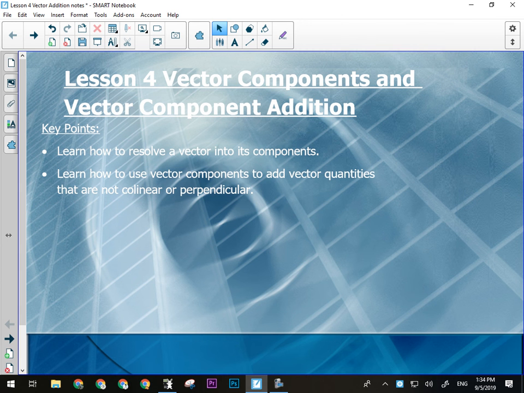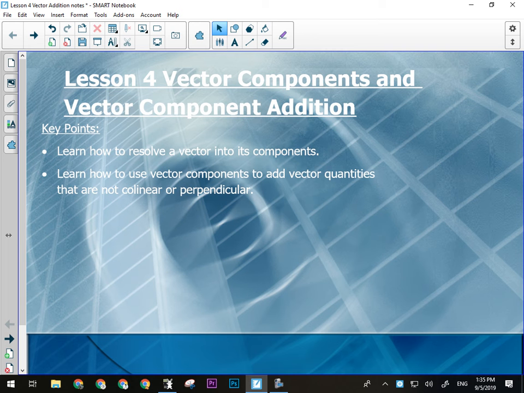So what we're going to go over now is how we use vector component addition to essentially calculate the vector sum of some vector quantities, right? The most important part of that is something that we just did, and that is resolve a vector into its components.